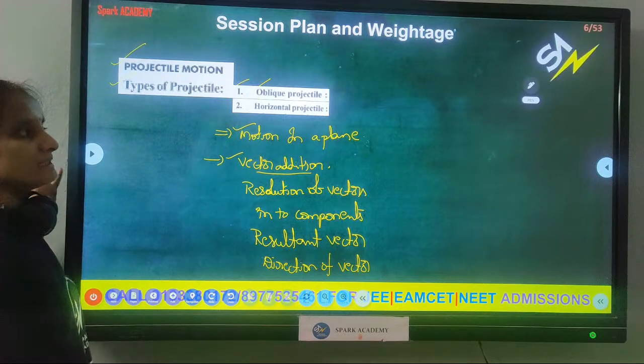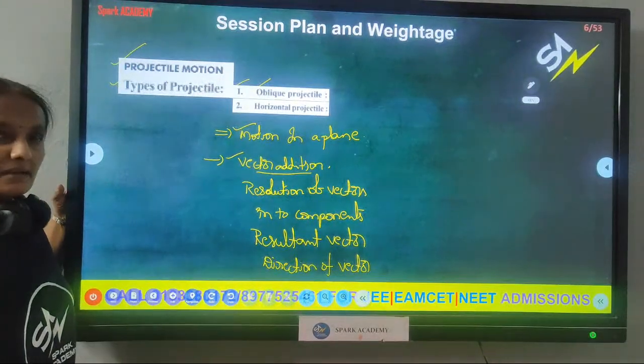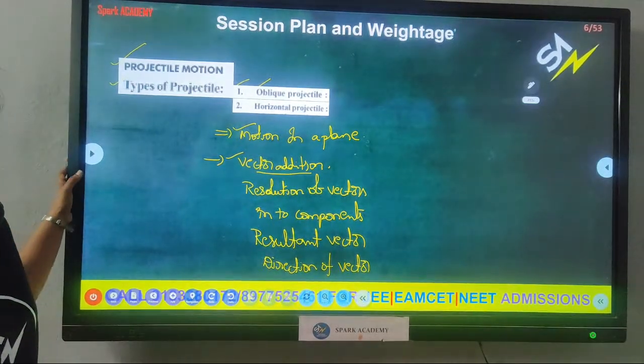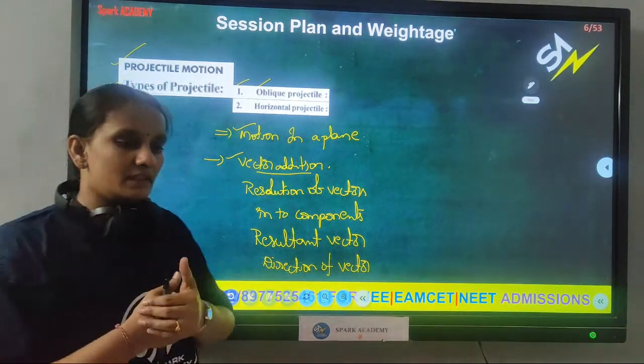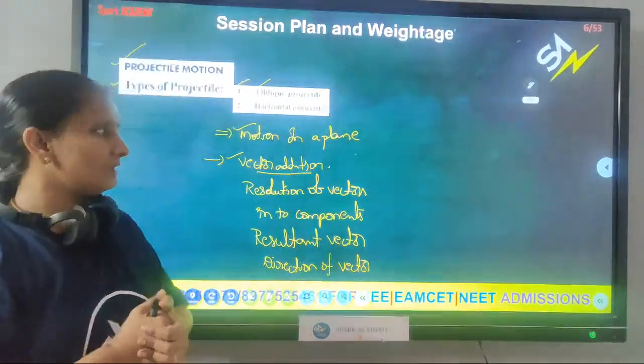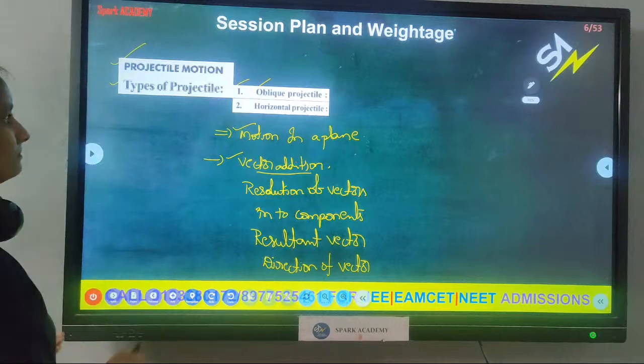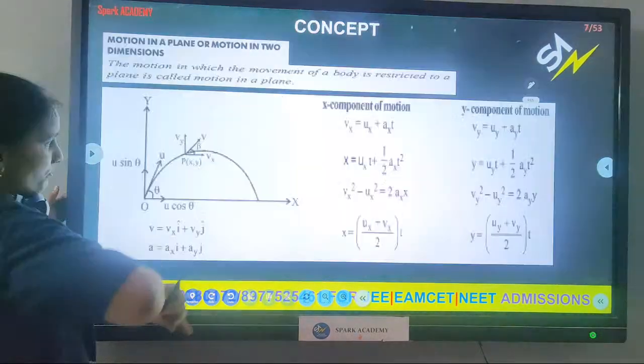Vectors play such an important role in the entire mechanics unit, not only in the motion in a plane chapter. In mechanics, where we deal with the motion of objects, there we can use the techniques of vectors. So let us go to our topic.